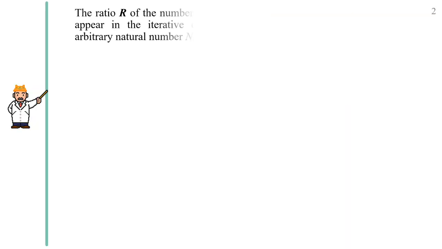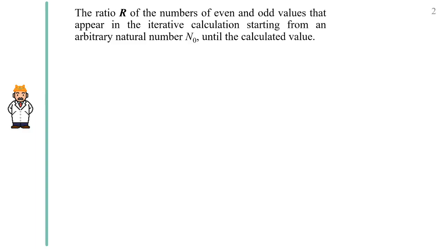Now, consider the ratio R of the numbers of even and odd values that appear in the iterative calculation starting from an arbitrary natural number n sub 0 until the calculated value reaches 1. To obtain this ratio, we must be able to estimate the number of times we divide by 2 required for the even number obtained immediately after applying the TW formula to an arbitrary odd number to become odd again.